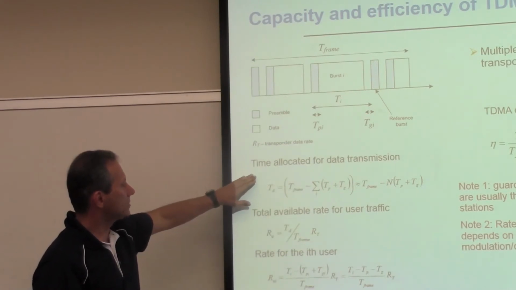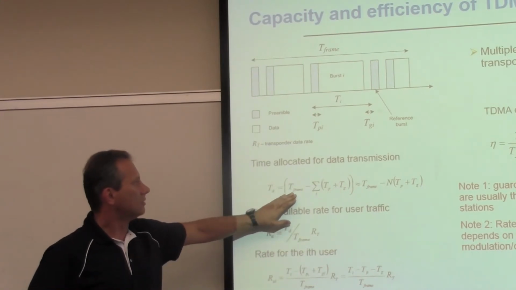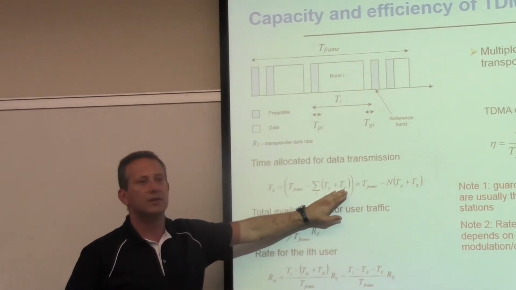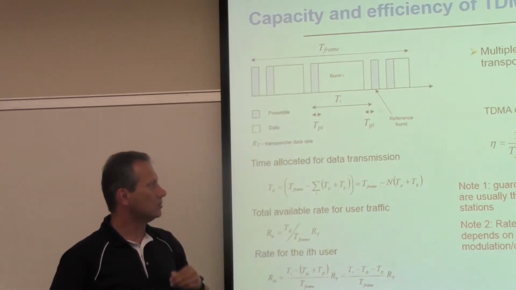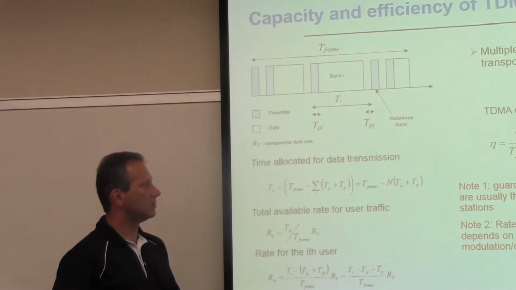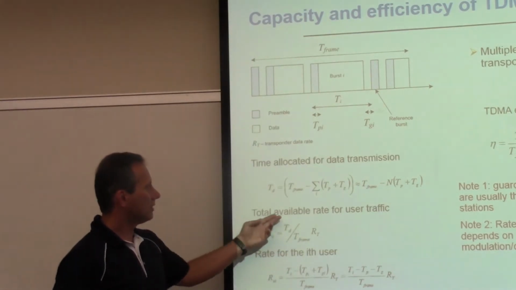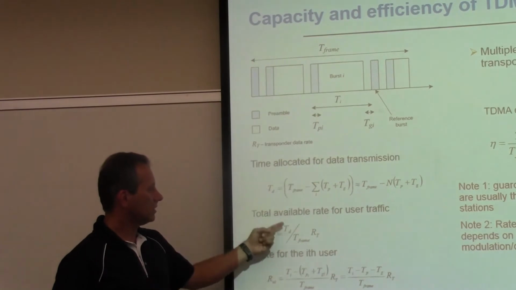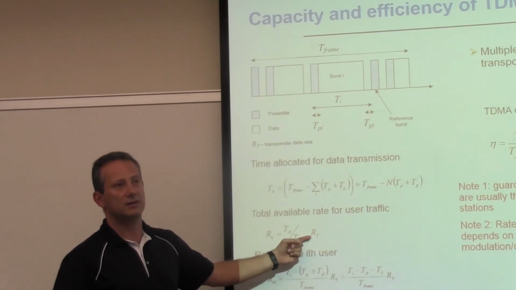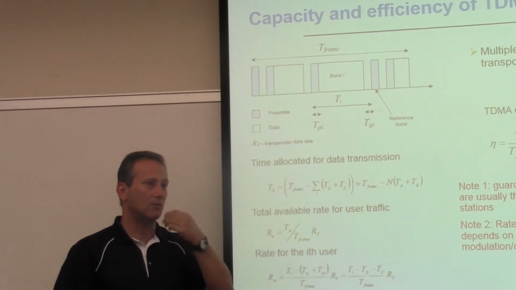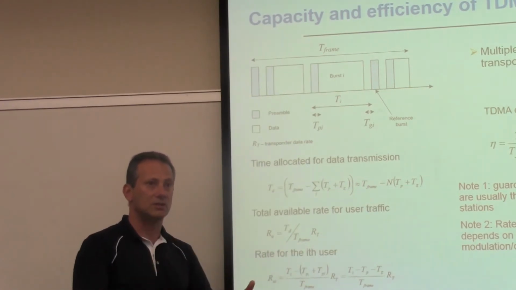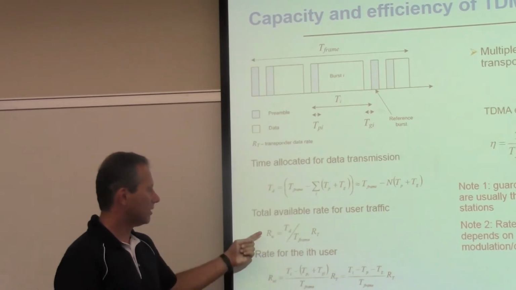So to calculate the efficiency, you calculate the data time. The data time is the duration of the frame minus the length of the preambles and the length of the guard times that you have. These are the times that you're not using. If you have n stations in the access, then you have n durations of the preamble and n durations of the guard time. And then the total available rate for all users is this one divided by the frame, what percentage of the frame you're actually transmitting data, times the physical layer's data rate that this transponder supports. If you're communicating at 120 megabits per second, but you're communicating 90% of the time, then 90% of that 120 megabits is your actual data rate available to the users.